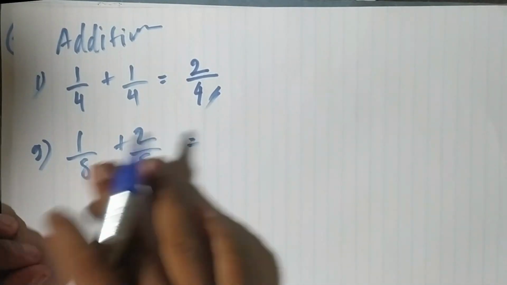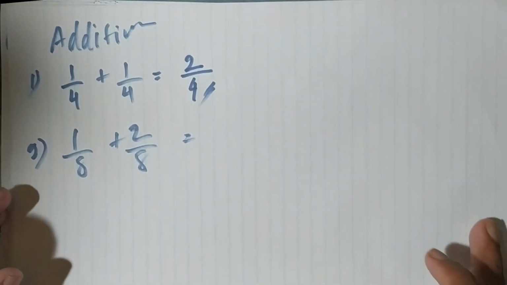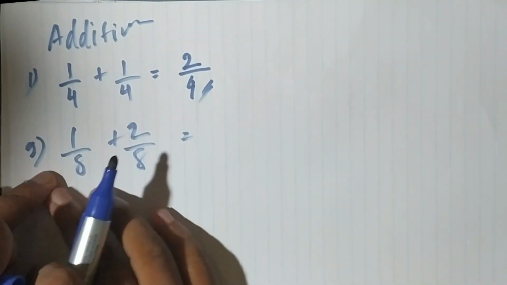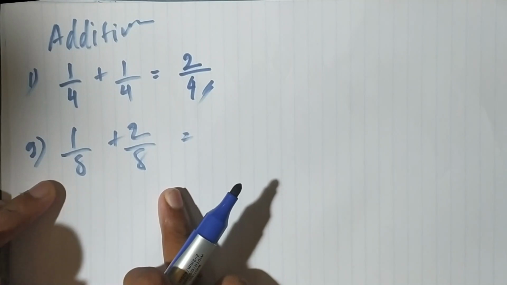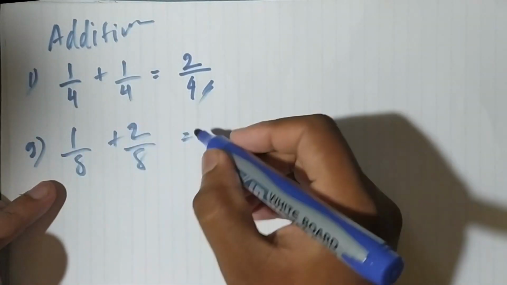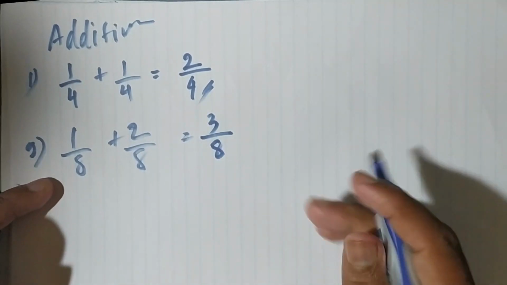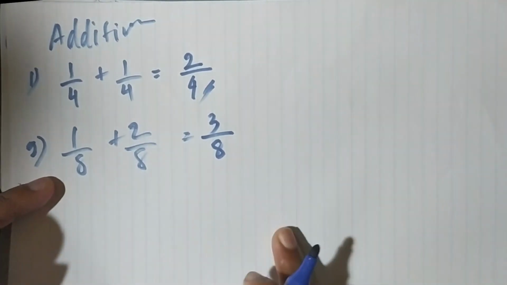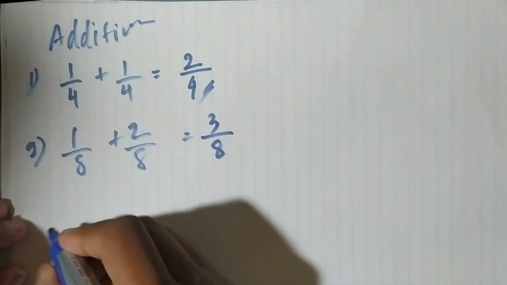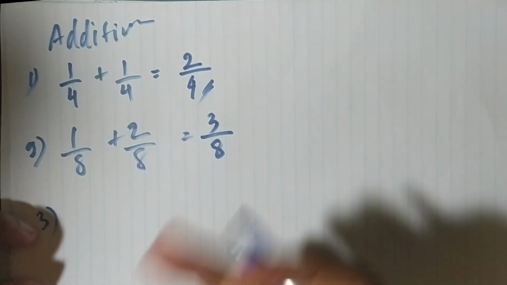Okay, so in this you can see denominators are same, so numerators you can add. 1 plus 2 is 3, 8 plus 8 is 8, not 16. In this situation 8 plus 8 is what? Just 8. So I am just improving this.